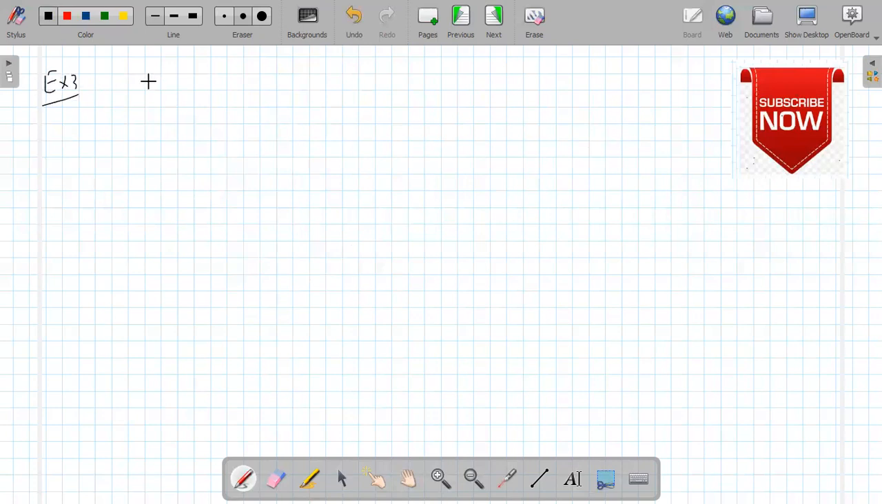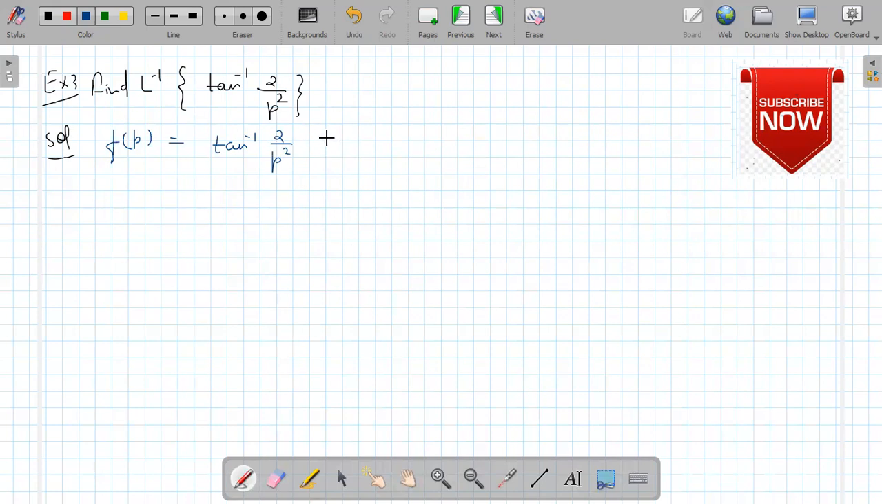Example number 3. Now you can easily guess whether we should use this property in this question or not, because it is an inverse trigonometric function, so we can use this property here. So f(p) here is tan inverse 2 upon p square. This implies f dash p will be, I'm writing it after solving.